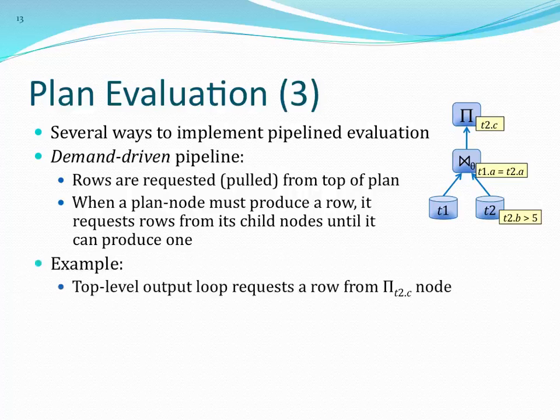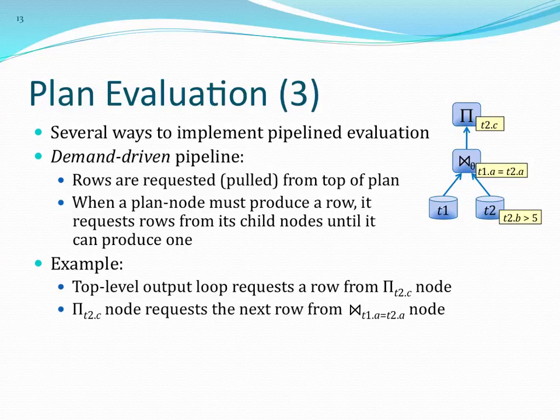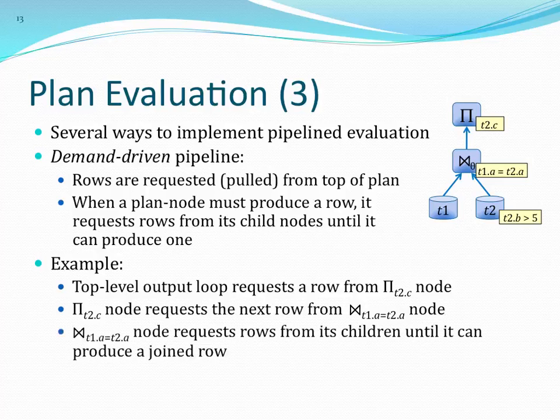So yeah, top-level output, this is basically just what I was describing. So request a row from the project. The project turns around and asks the theta join for a row. And obviously the theta join can't produce a row until it finds two rows that match. And so it keeps scanning through T1 and T2, doing its magic theta join stuff until it's able to generate a joined row, and then that goes up through. Okay? Does everybody see how that works?